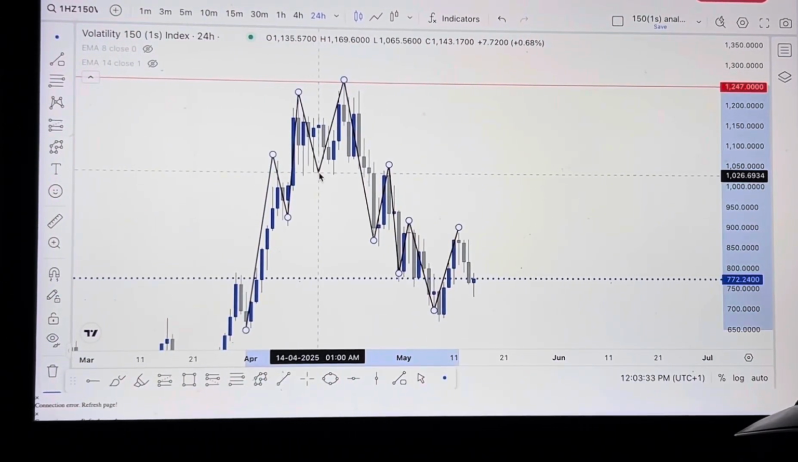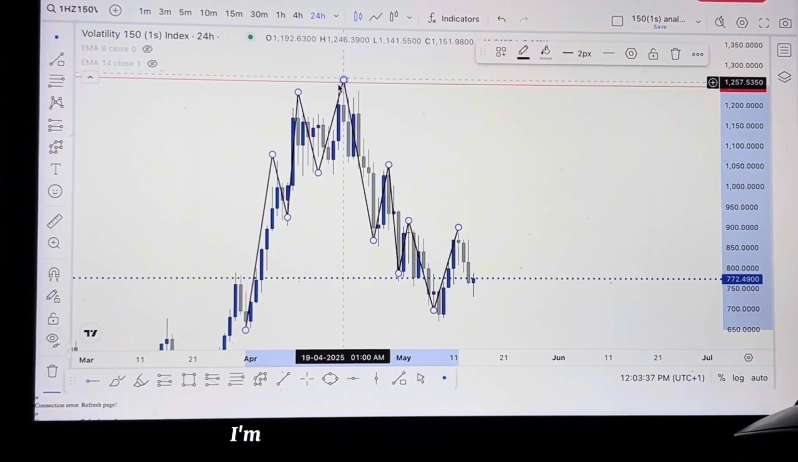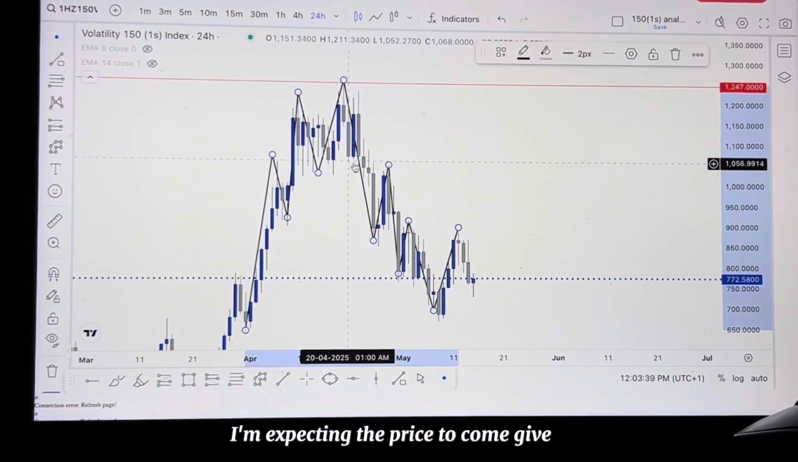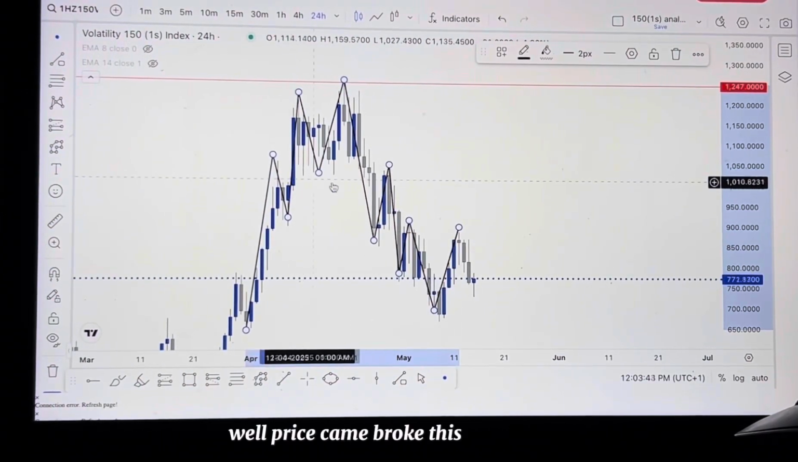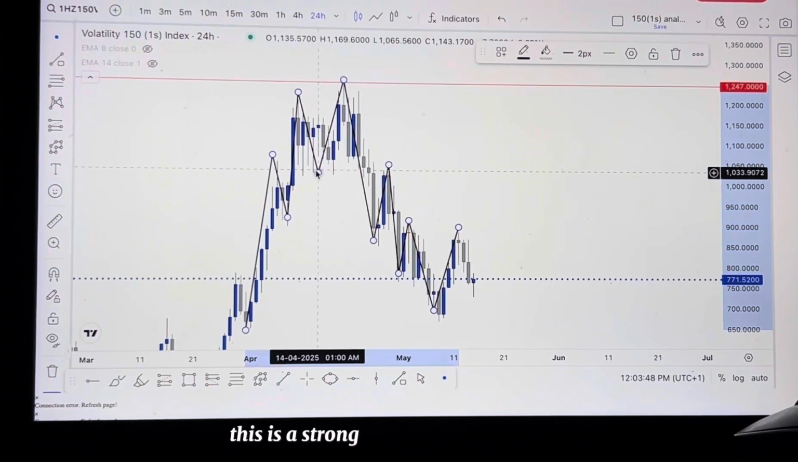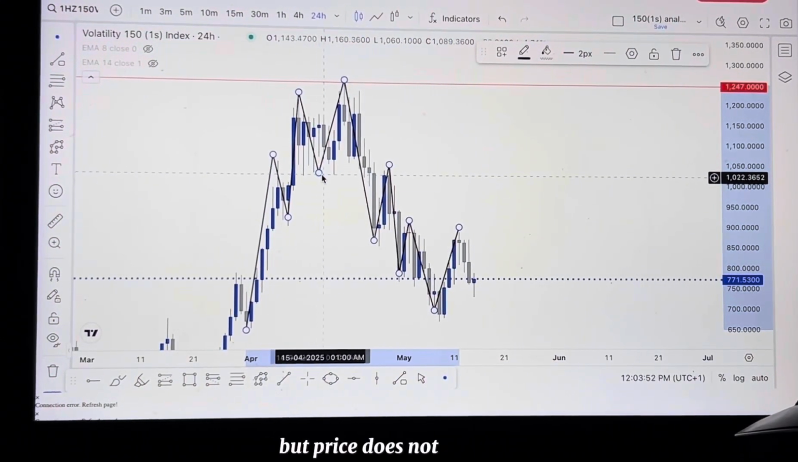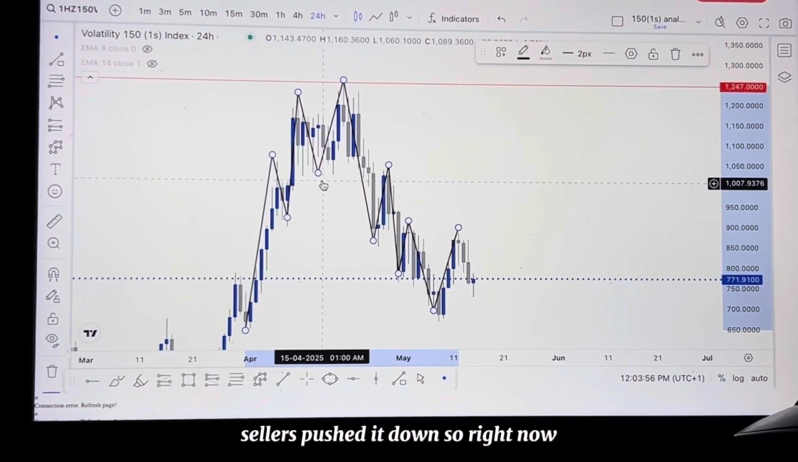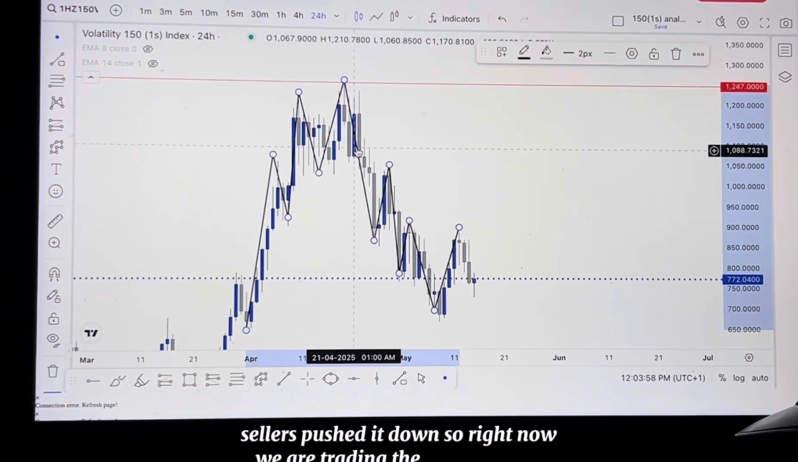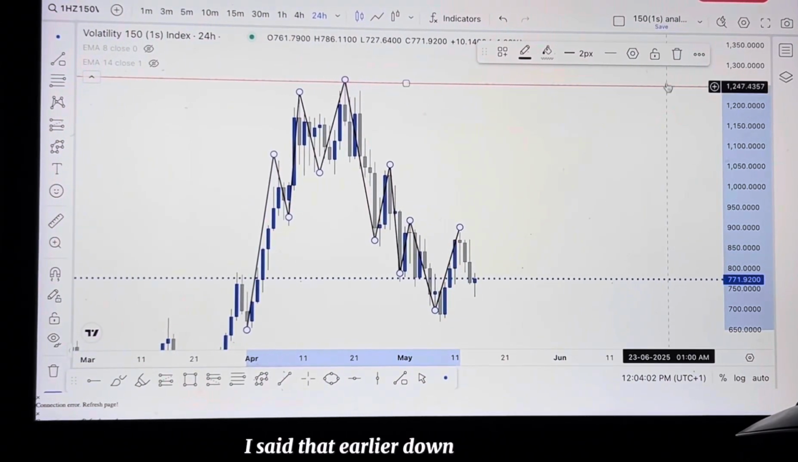So higher high, higher low, higher high, higher low, higher high. I'm expecting the price to come and give a higher low and a higher high. But price came and broke this structure to the downside. This is a strong low, so price should be able to respect it. But price does not respect it. Sellers pushed it down. So right now we are trading the counter trend. I said that earlier. Downtrend. Good.